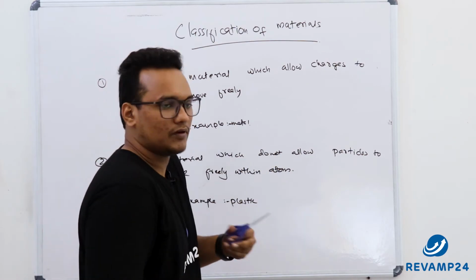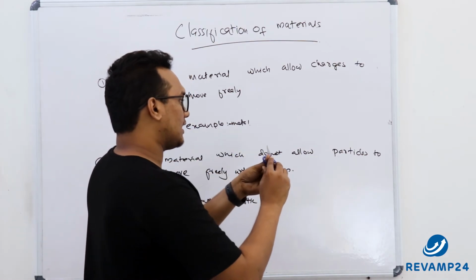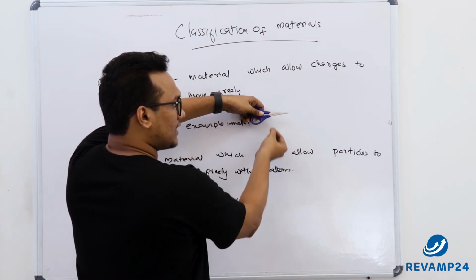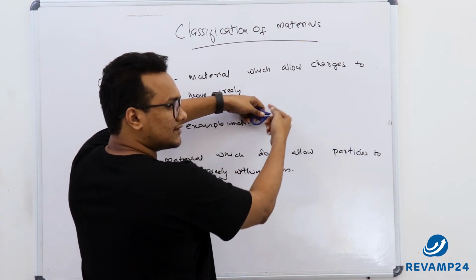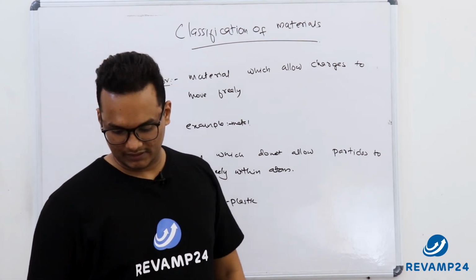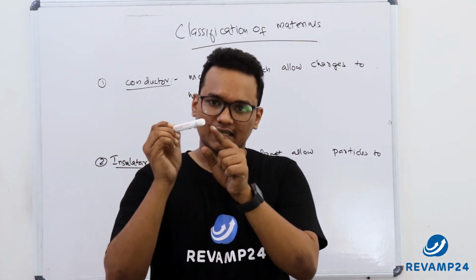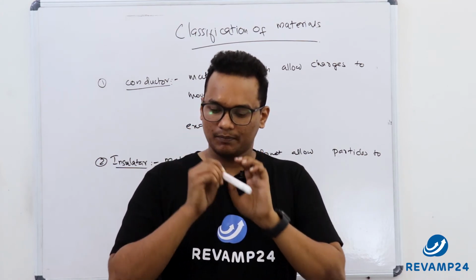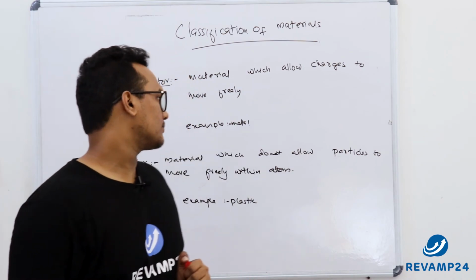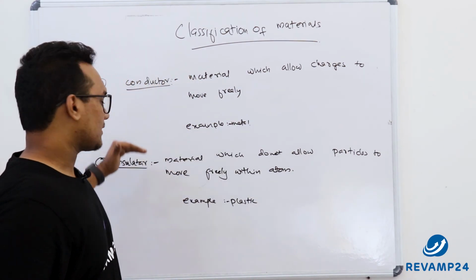If you want to do an experiment, we can keep this with a battery and we can test. If you are giving a connection here, the charges will be passing through it. But at the same time, that won't be possible with this. Whatever charges are created will reside at the tip in this case. But in this case, they will be distributed across. So that is conductor and insulator.